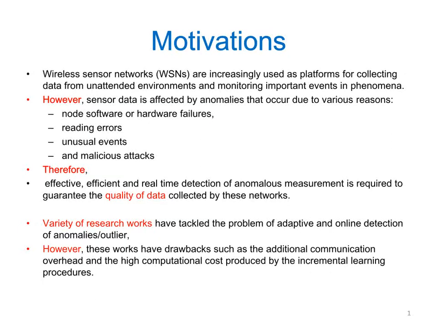The quality of data in sensor networks is very important for making the right decisions. However, this quality is affected by some reasons, which are node software or hardware failures, reading errors, unusual events, or malicious attacks. Therefore, we need efficient and effective real-time detection methods that are able to detect these kinds of anomalies and keep a higher level of data quality.